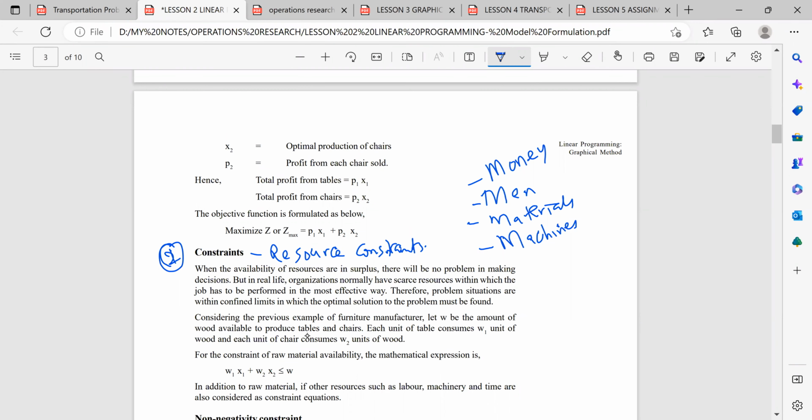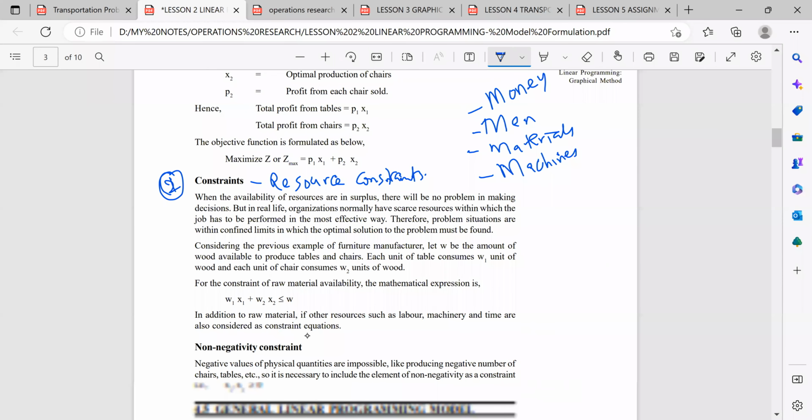If resources were abundant, then there will be no problem because we just get the resources as we want them. But because resources are limited, then we have to come up with a model so that we work within some constraints. Then apart from that, the other component of the model is the non-negativity constraint, meaning that the decision variables are either greater or equal to 0.